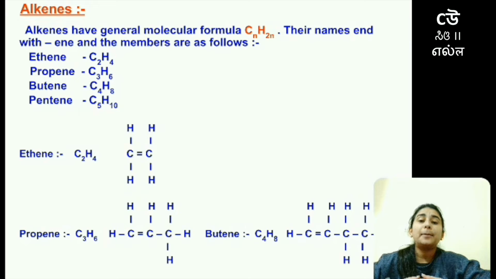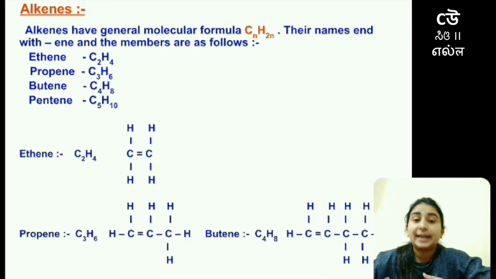So students, यहाँ पर difference क्या होगा? If you compare alkane with alkene, alkenes are going to have fewer hydrogen atoms as compared to alkanes. And here they are going to have one double covalent bond between any of the carbon atoms.